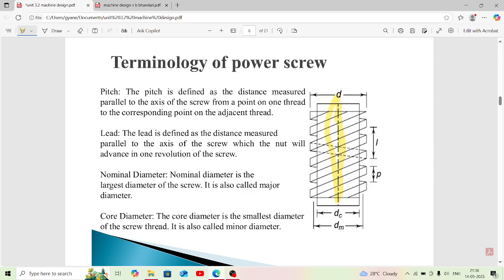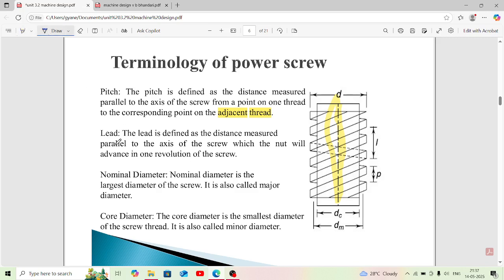The pitch is defined as the distance measured parallel to the axis of the screw from a point on a thread to the corresponding point on the adjacent thread. This is a pitch. This axis and the height of the pitch are parallel to each other, and these are the adjacent threads.